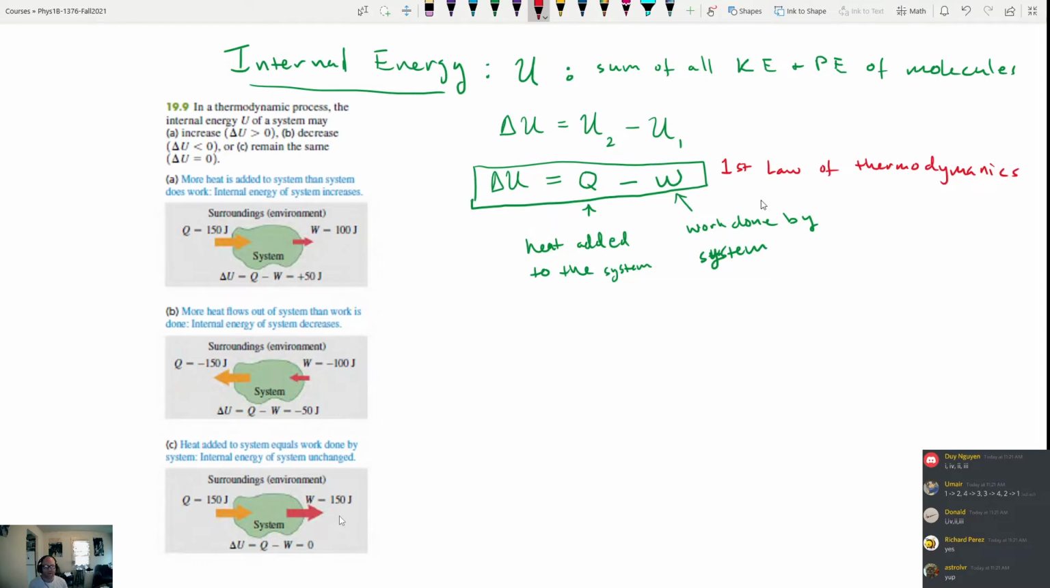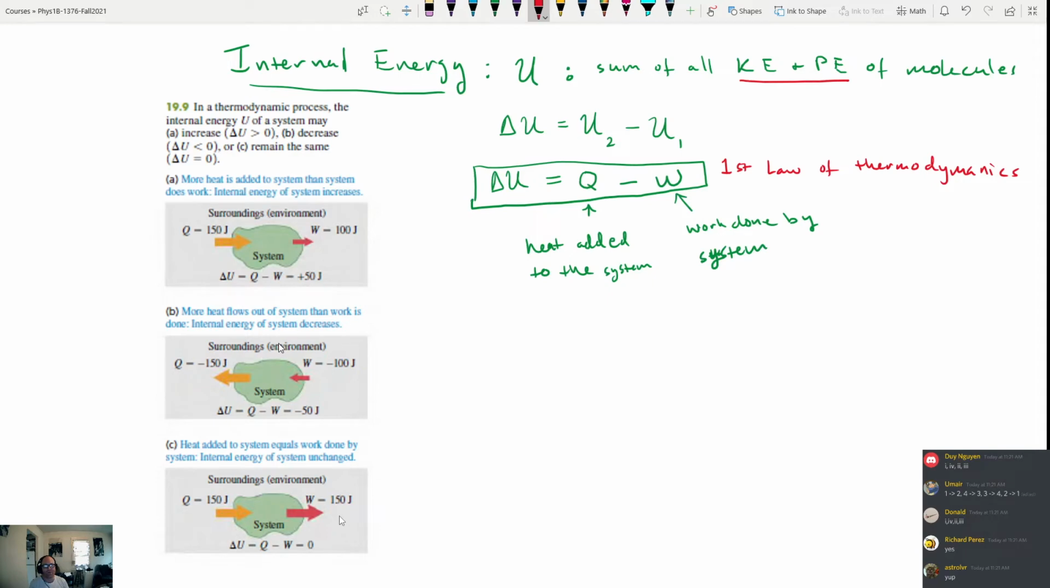Okay. Now we have the first law. And this law is really just a restatement of conservation of energy, because heat added is a type of energy. Work done is measured in joules, so it's related to energy. And then internal energy is this new concept that we're introducing now. So it's really just a restatement of conservation of energy, especially because change in internal energy is directly related to these two quantities, right?